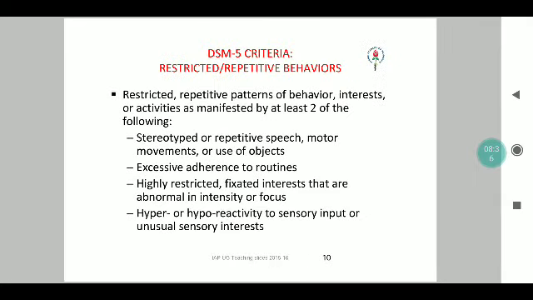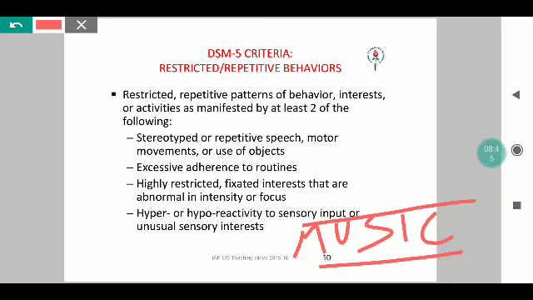When I say hyper or hypo reactivity, a good example of a sensory input is music. So we all know that a child would be interested in music to an extent. It will draw a certain interest, some songs more than others. An unusual interest towards music or an unusual aversion towards music, both are hyper and hypo reactivity respectively for the sensory input.